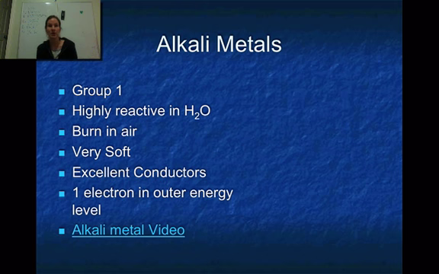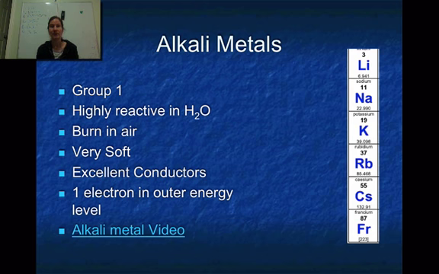Well, the first key group that you should know about is the group called the alkali metals. They are group 1, meaning if you look at your periodic table, they are the column all the way to the left. Okay, so the columns are referred to as groups or families. So the alkali metals are lithium, sodium, potassium, rubidium, cesium, and francium.